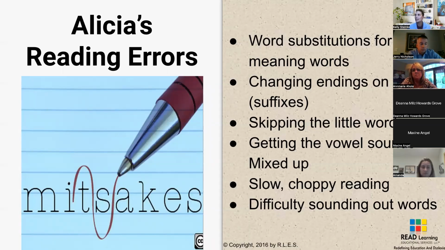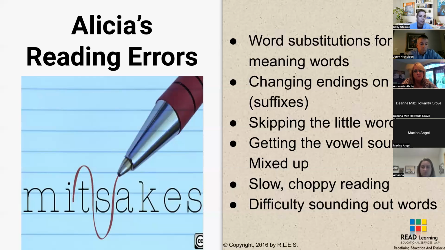I noticed she was substituting words, synonyms, okay, for meaning words. She was changing endings on words quite a bit. So suffixes would change, or she'd drop off suffixes. She was skipping the little words, like the ands, the buts, the ises, does, are, how. She pretty consistently got her vowel sounds all mixed up, and she wouldn't be able to tell when a vowel should be long versus short versus schwa, something in between.